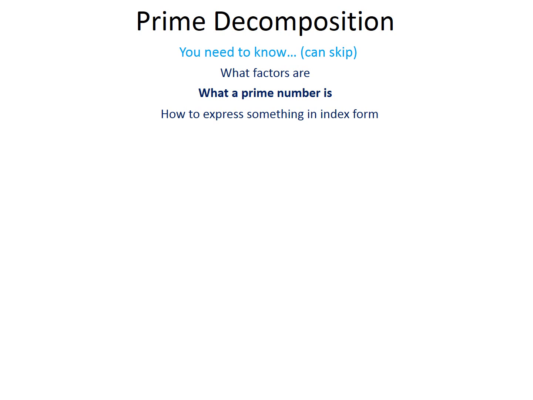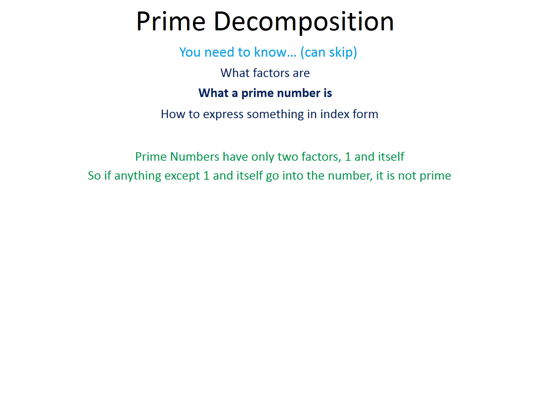Now we're also going to need to know what prime numbers are, and so remember they have only 2 factors, 1 and itself. And if anything except 1 and itself goes in the number, that means it's not going to be prime. And so 7 is a prime because there's only 1 times 7. That's the only way to get 7 with whole numbers. Whereas 10, you've got another option. You've got 2 times 5. That means it's not prime because you've got 1 and 10 and 2 times 5. So if it's only got 1 and itself, then it's prime.